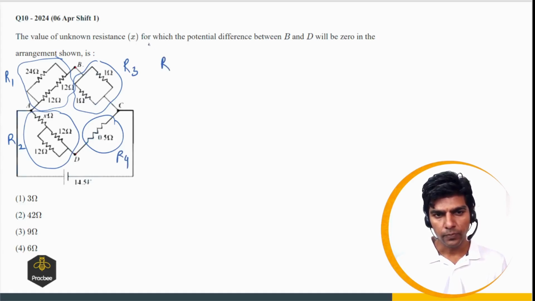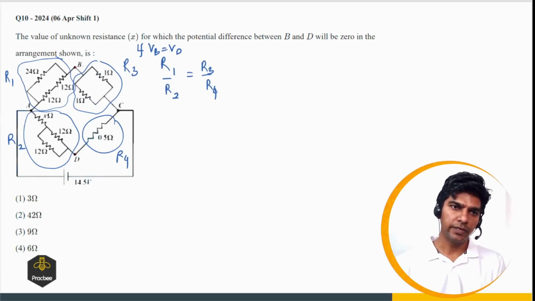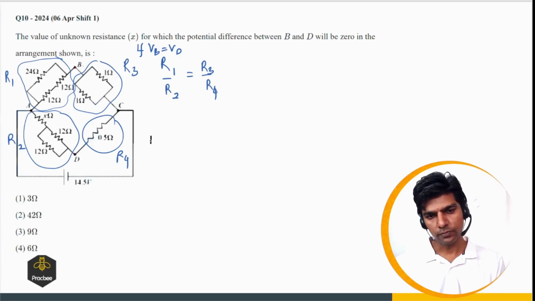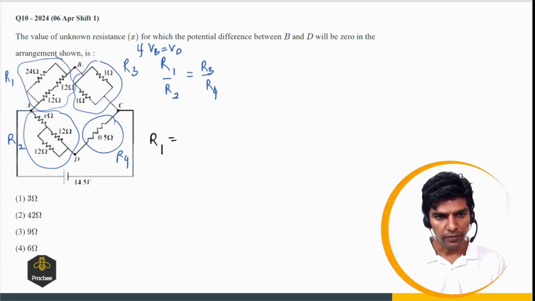When VB is equal to VD, then R1 by R2 will be equal to R3 by R4. Now let us find R1, R2, R3 and R4. So R1 is what? We have 12 and 12 in series, so that will become 24. Now this 24 is in parallel with this 24, so it will become 12. So R1 is 12 ohms.